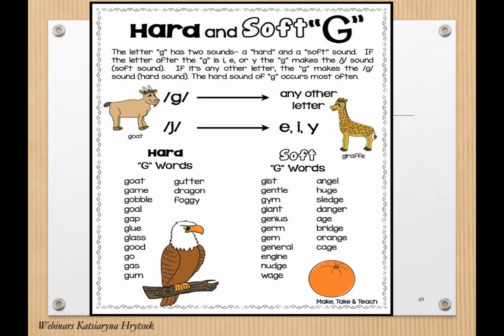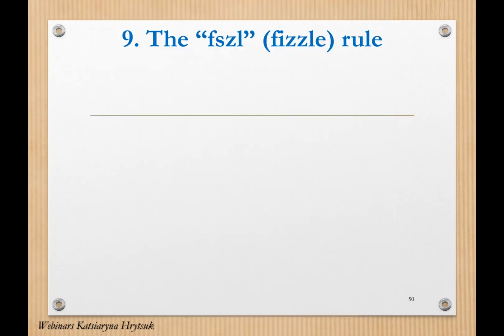Angel, engine, angel, nudge, yes, nudge, wager, angel, huge. No, it's U. Open syllable. Huge. Sledge, ginger, danger, age, bridge, orange, cage. Bravo. Rule number 9.